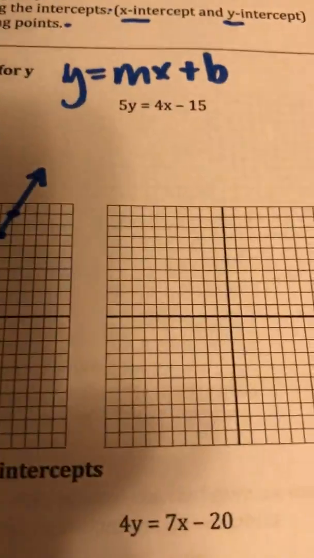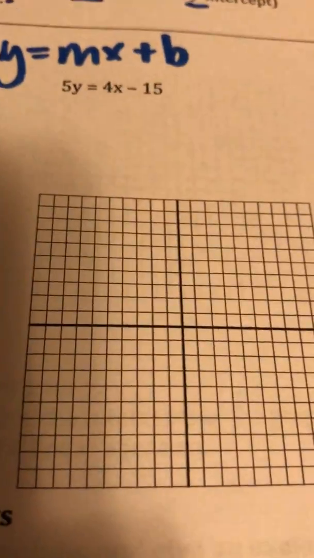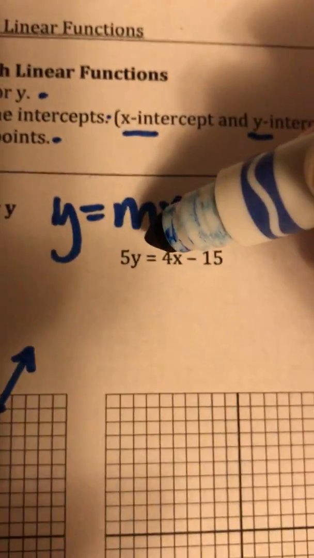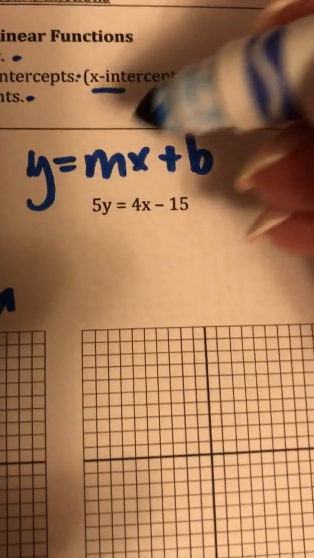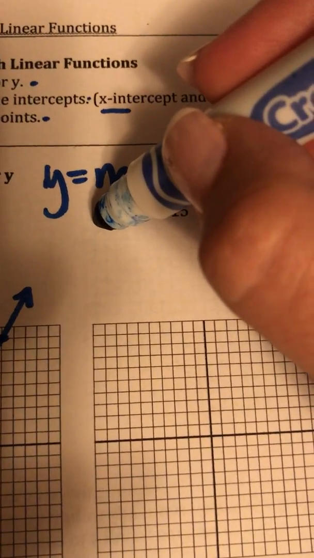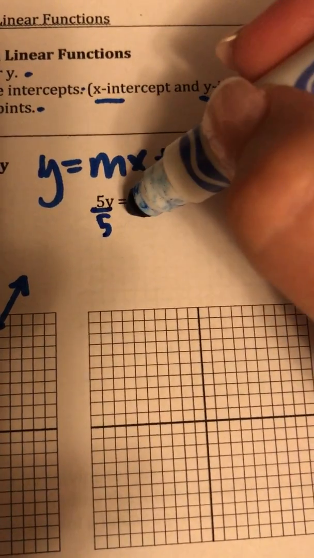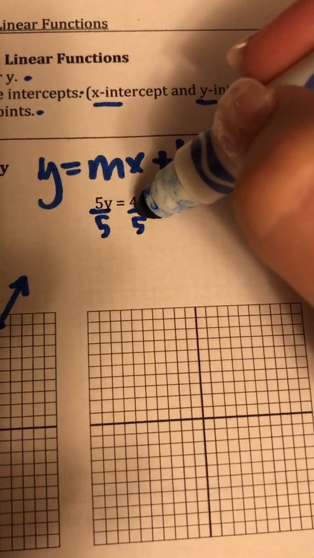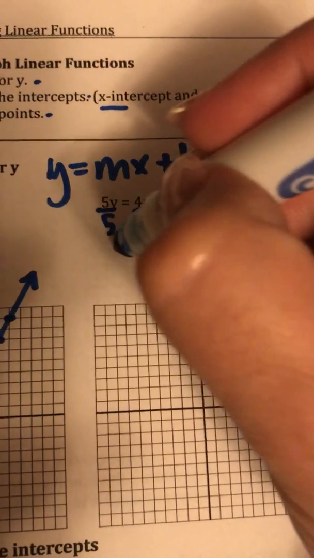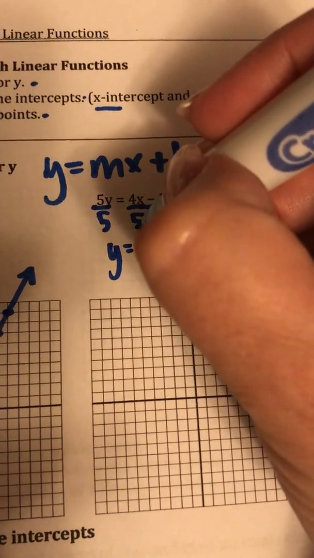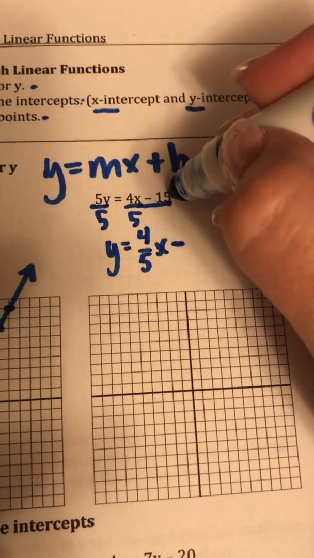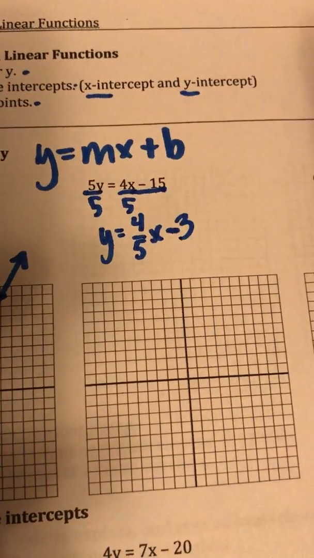All right, let's take a look at the next one. Now, this is the same idea. We already have y by itself over here, so we have to continue to isolate the y, which means that since the y is multiplied by 5, we need to divide by 5. We divide this side by 5, which means that we're dividing everything over here by 5. So now we're going to have y equals 4/5 x minus 15 over 5, which is 3.